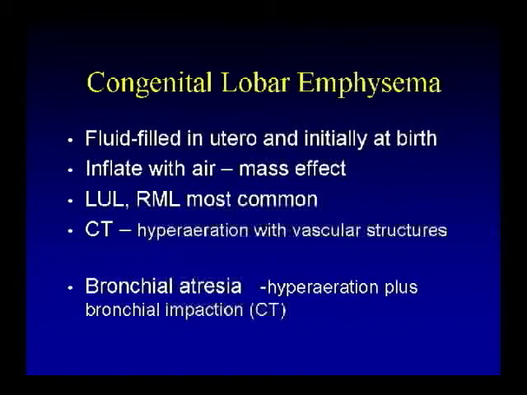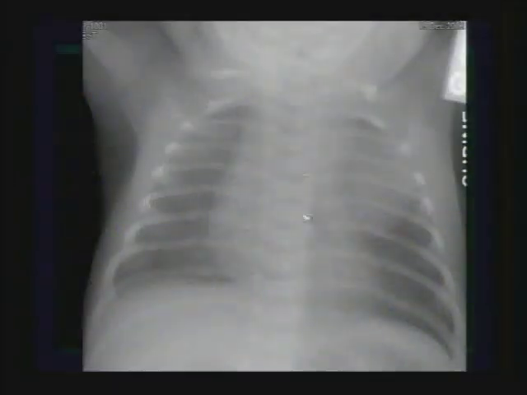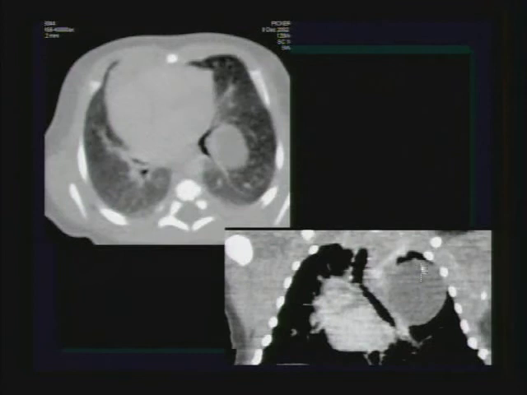Sometimes lobar emphysema is associated or similar to bronchial atresia. It has a very similar appearance, but you may see a bronchial impaction on CT scan. Another child has a mass in the left upper lobe. This is on CT scan, you can see it's fluid-filled. This is a bronchogenic cyst.